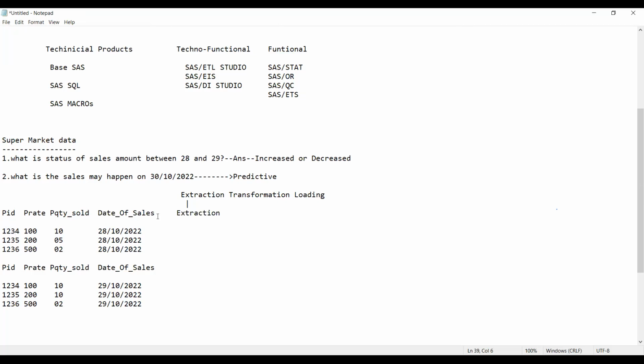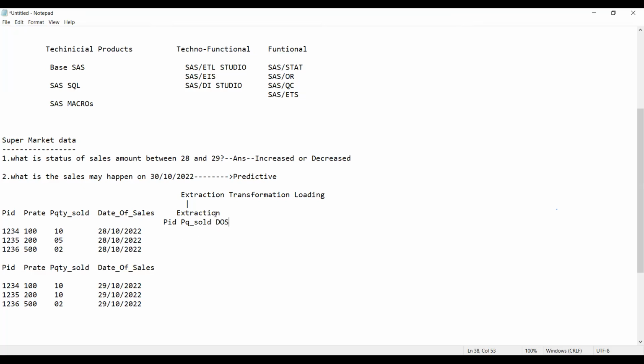So I'm just performing some operations directly here. Okay, no problem, I'll write it here in the extraction. PID I have taken up, and PQT, product quantity sold. I'm just writing a shortcut, guys. Then we have DOS. I've picked up 3 columns now, guys.